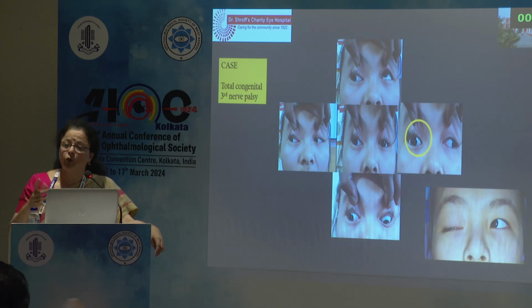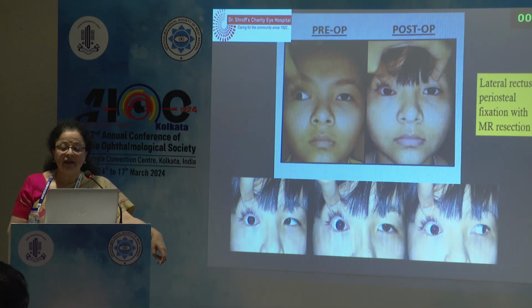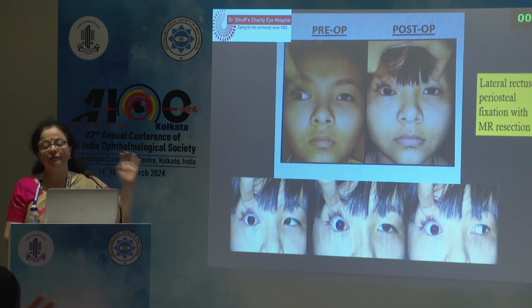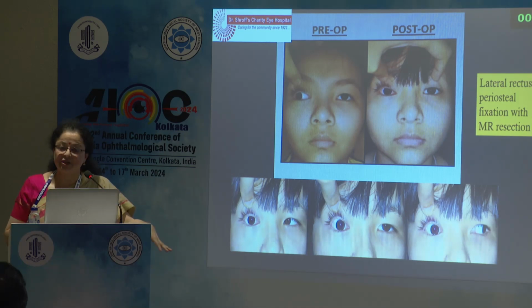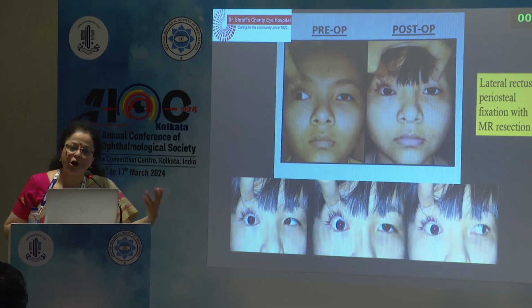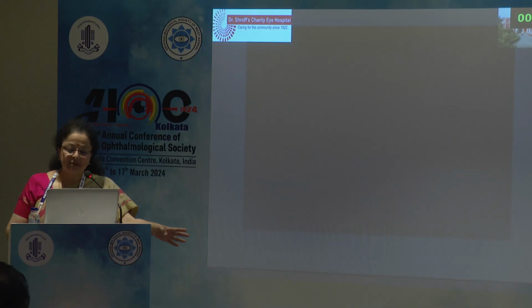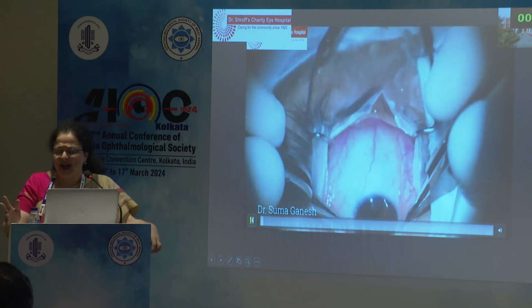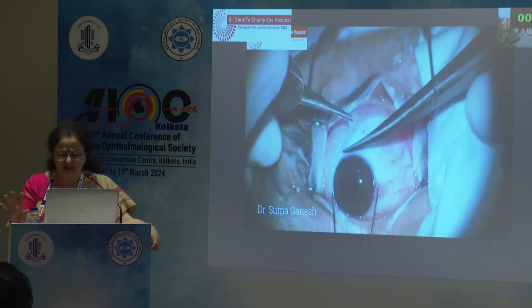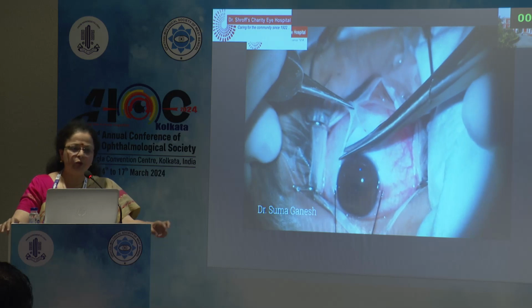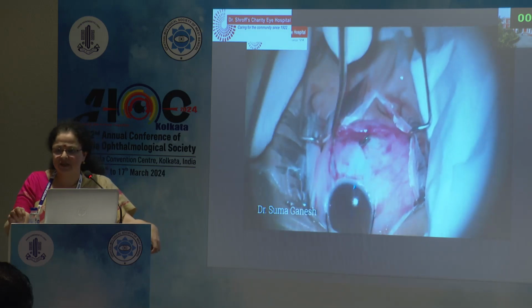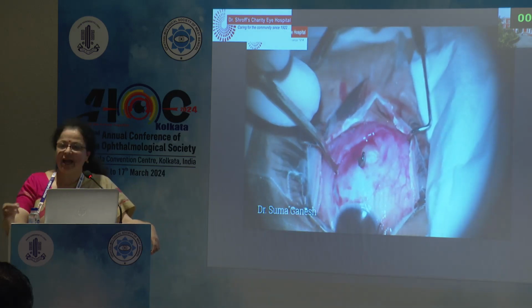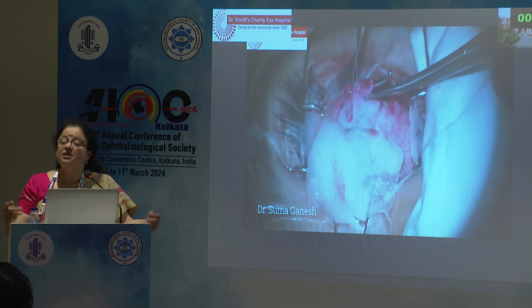Now this is a total congenital third nerve palsy. In this case, I feel the best procedure is a lateral periosteal fixation, because if you do not remove that action of the lateral rectus, it always drifts and the patient is never happy. So I'll just show a small video of this. For lateral rectus, you don't need much help from a plastic surgeon. But for medial rectus, I do take the help of the plastic surgeon, because in that you are also dealing with the sac. So here you are disinserting the lateral rectus.